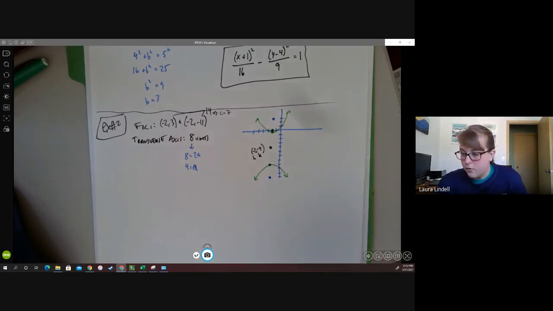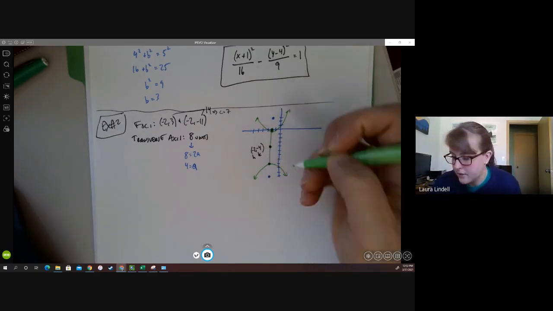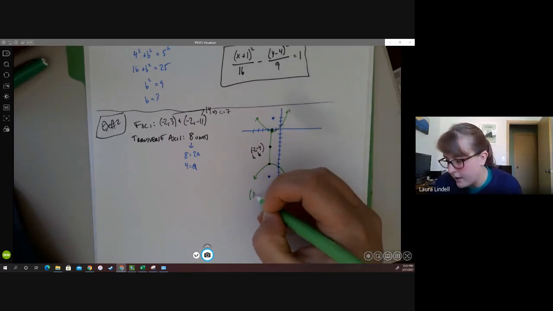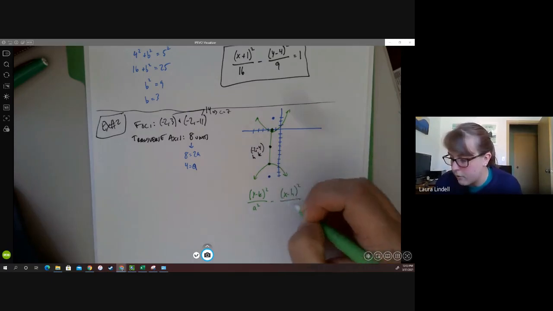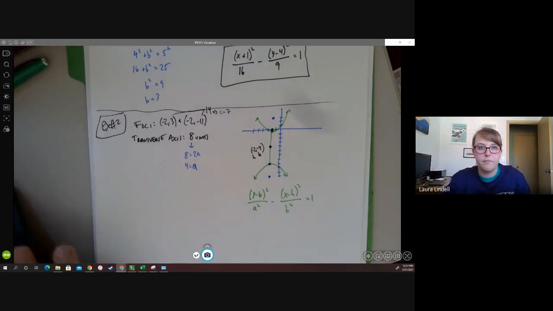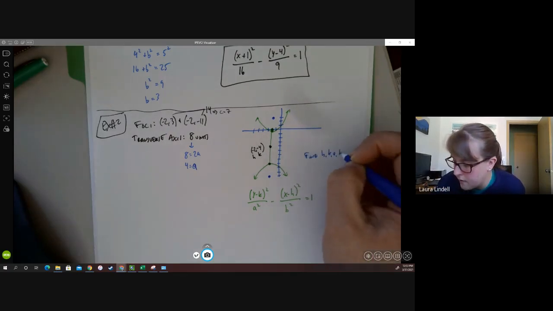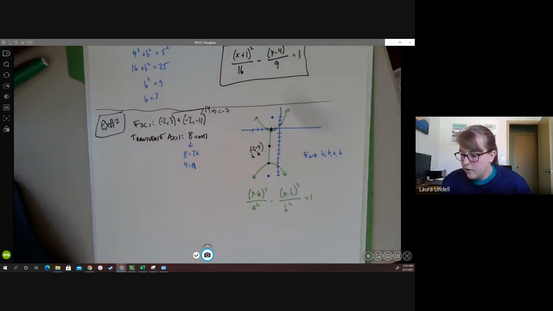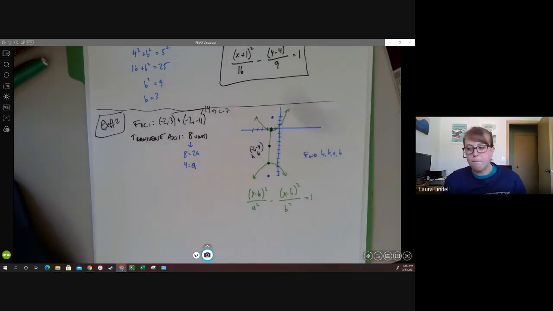Also knowing that our transverse axis is vertical here, that tells us we're going to be working with the equation (y - k)² over a² minus (x - h)² over b² equals 1. In our search for h, k, a, and b, that's still what we need to find, as always. We have h, we have k, we have a. Now we just need to find b.